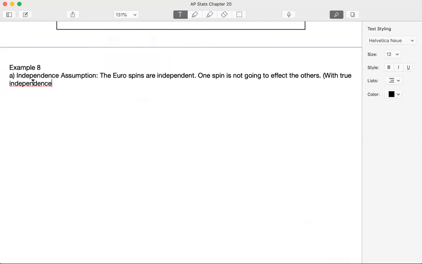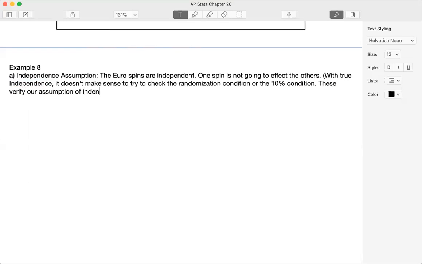All right, now, so with true independence, it doesn't make sense to try to check the randomization condition or the 10% condition. But remember, these verify our assumption of independence. And we don't need that in this case.